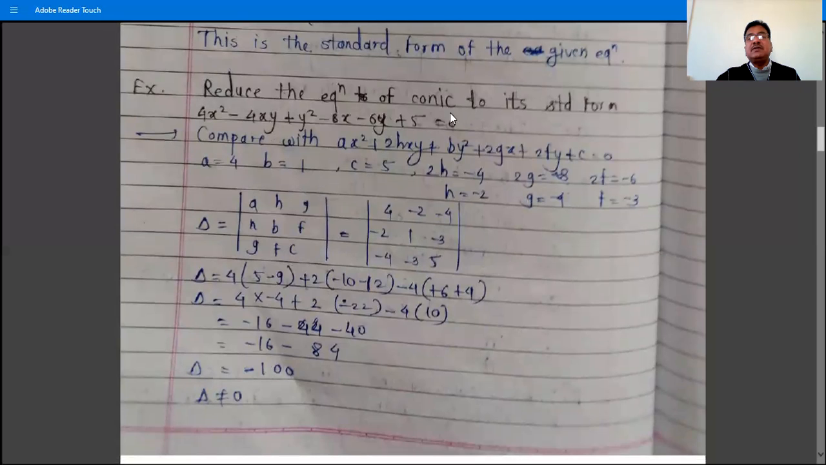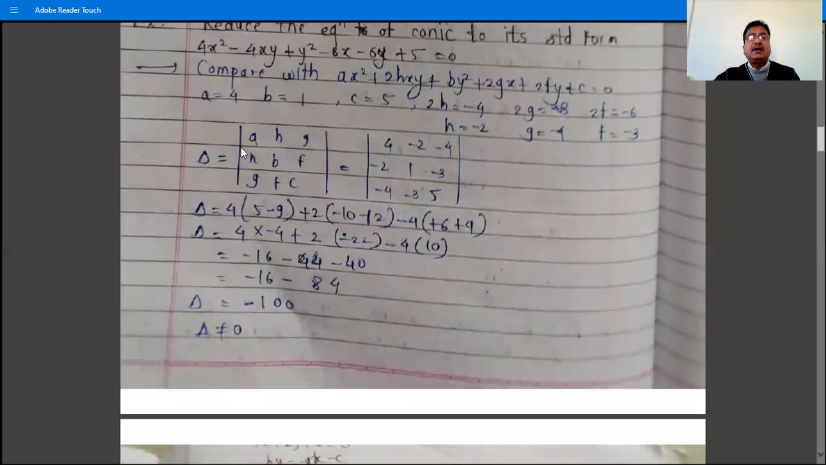Next example is reduce the equation of conic to its standard form. The conic is what? 4x square minus 4xy plus y square minus 8x minus 6y plus 5 is equal to 0. So compare this equation with ax square plus 2hxy plus by square plus 2gx plus 2fy plus c is equal to 0. We have a is 4, b is 1, c is 5, 2h is minus 4, therefore h is minus 2. Then 2g is minus 8, therefore g is minus 4. Then 2f is minus 6, so f is minus 3.